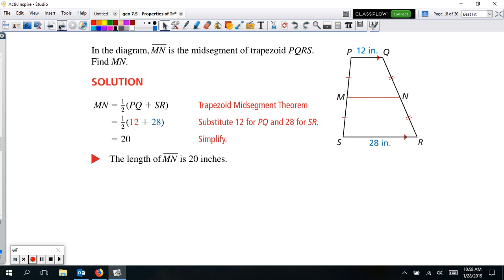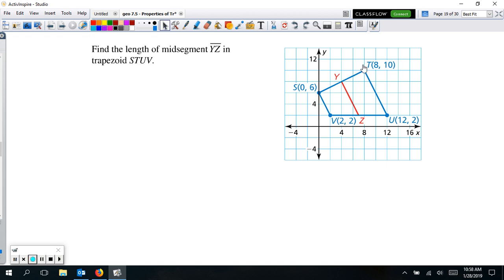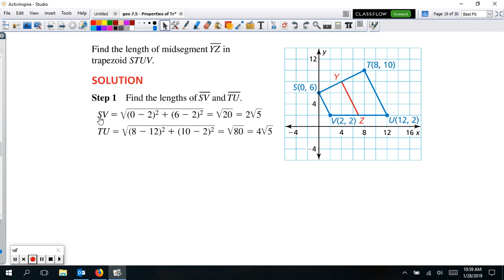Another one here, going back to problem 1 on the extra practice. It wants us now to find the mid-segment. What's the length of this mid-segment? To do that, we need to find the lengths of the bases. It's not the slope we're looking for here, it's the distance formula we have to use. We use the distance formula to find SV: subtracting x's and squaring, plus subtracting y's and squaring, all under one big square root. That gives the square root of 20, which simplifies to 2 square root of 5.